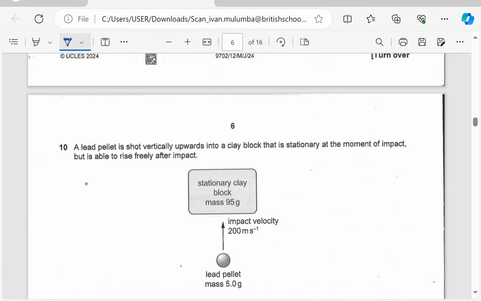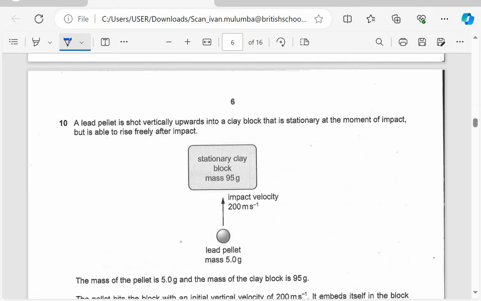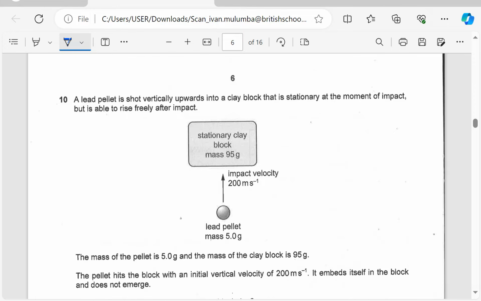A lead pellet is shot vertically upwards into a clay block that is stationary at the moment of impact, but is able to rise freely after impact. Of course, this is a past paper question. If you have watched my topical questions, you must have found this question there.